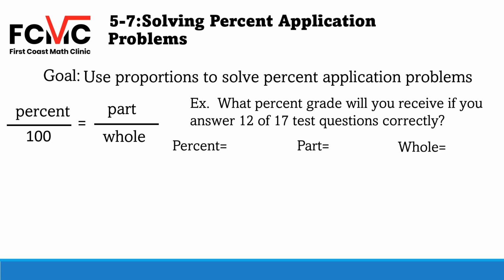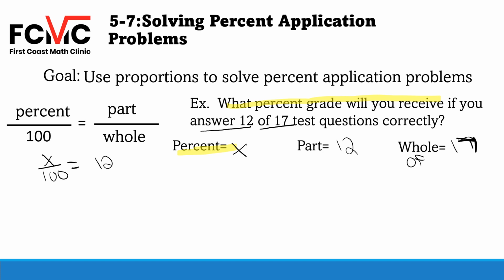So our question is, what percent grade will you receive? Our answer is going to be a percent, so this is going to be our unknown. If you answer 12 of 17 questions correctly, we've got of 17, so whole is the "of," right? So that 17 is going to be our whole, and part is going to be 12. So we can fill in our proportion. We'll have x over 100 equals our part, 12, over our whole, 17.